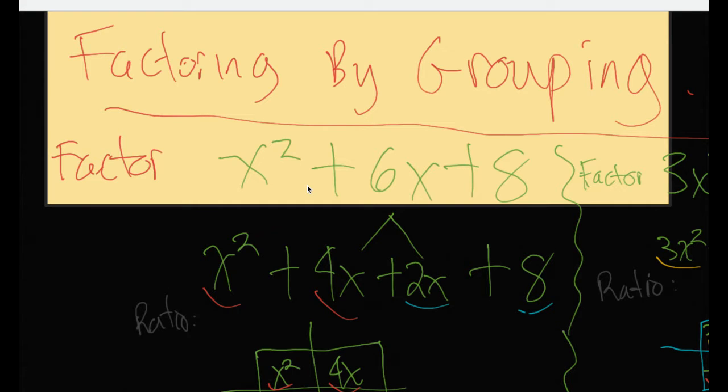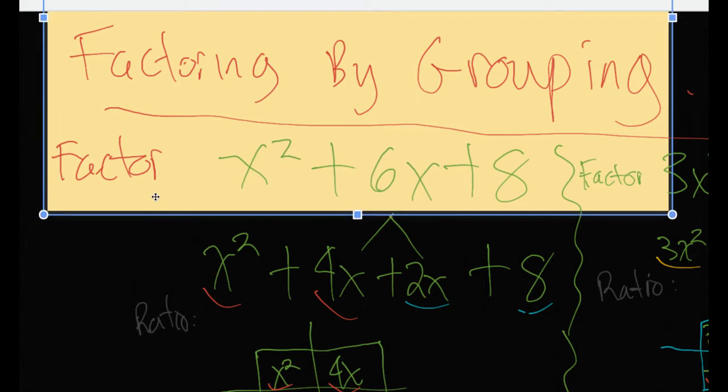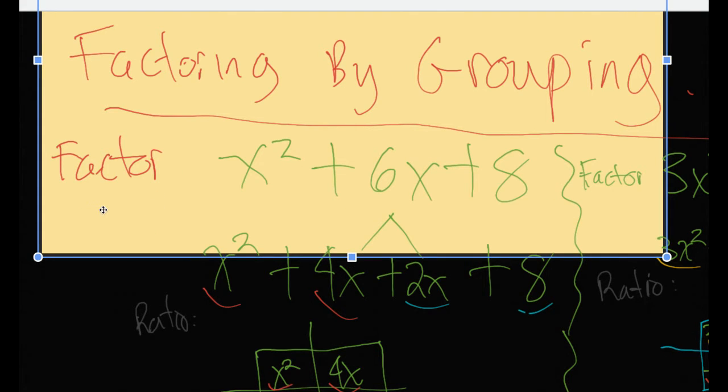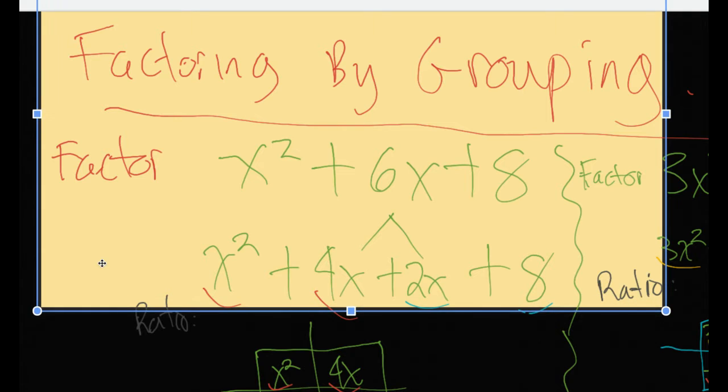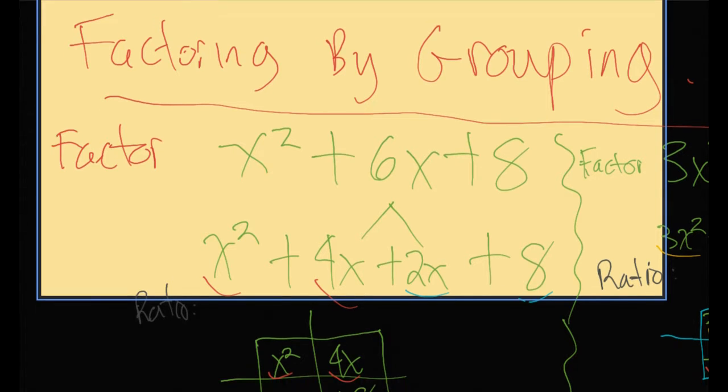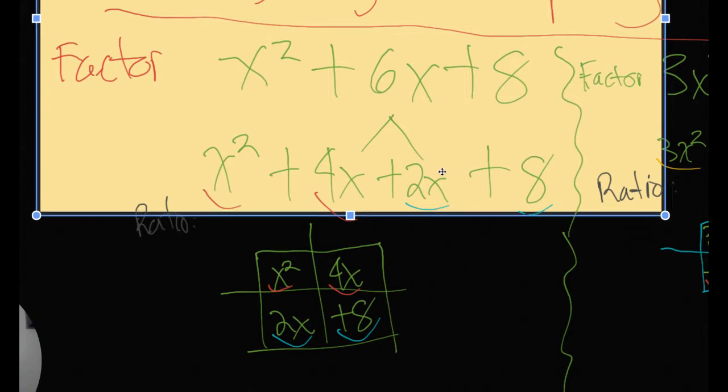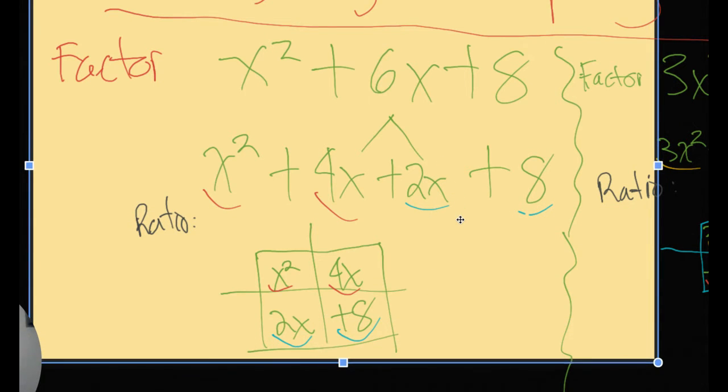I'm pretty sure we know that two numbers multiply to 8 and add to 6. Those numbers are 2 and 4. Now, if we did it by grouping, here's how we would achieve this. What I would do is go x squared plus 4x plus 2x plus 8. Okay, x squared plus 4x plus 2x plus 8.